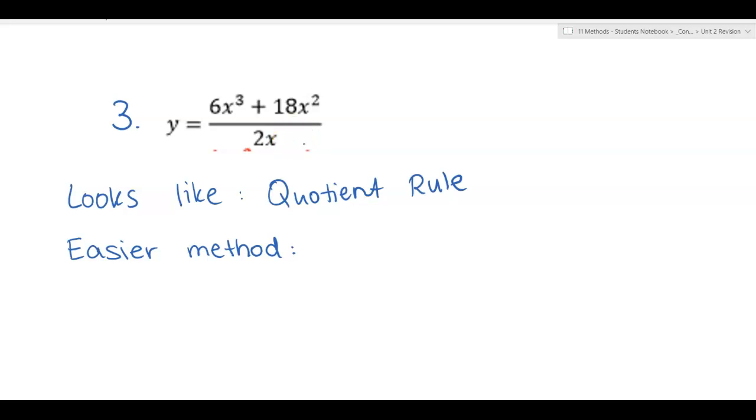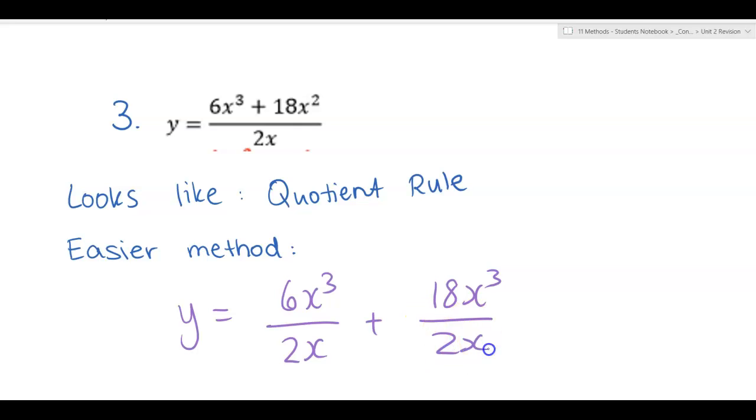Okay, so this one we can divide it. You might prefer to see it split up. So we have y equals 6x cubed over 2x plus 18x cubed over 2x.